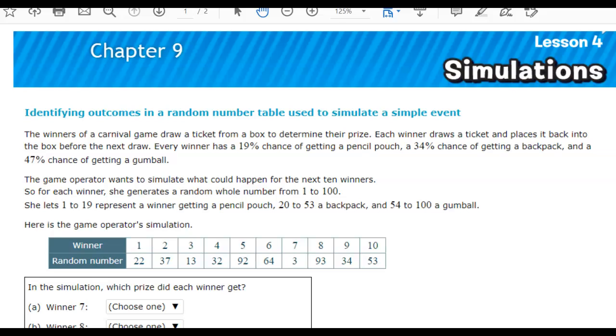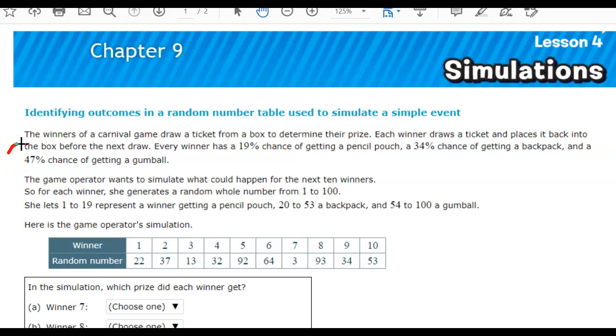Chapter 9, Lesson 4, Simulations. Welcome back, everybody. Hopefully you guys are doing okay. So with this problem here, let me clear the screen. There we go. So we are identifying outcomes in a random number table used to simulate a simple event. So I'm going to go through this section here, try to make sense of it.